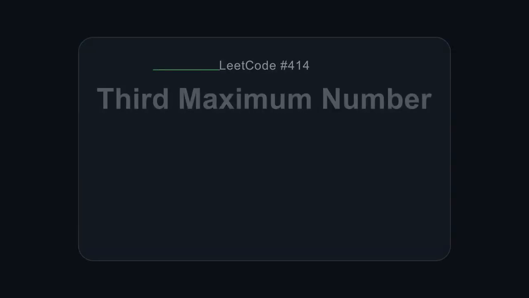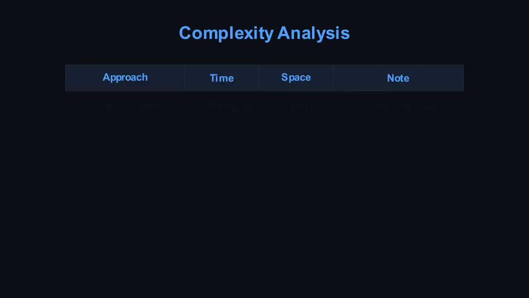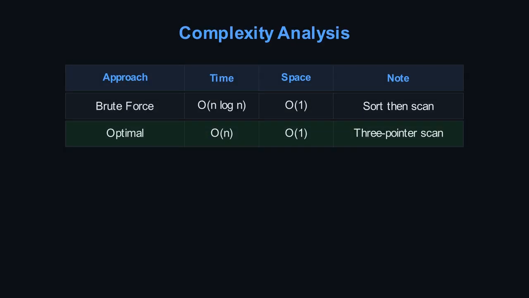You'll recognize this pattern whenever a problem asks for the kth largest or smallest element, and k is a very small, constant number. This approach runs in O(n) time because we only traverse the array once. The space complexity is O(1), constant, since we only use 3 variables regardless of the input size.